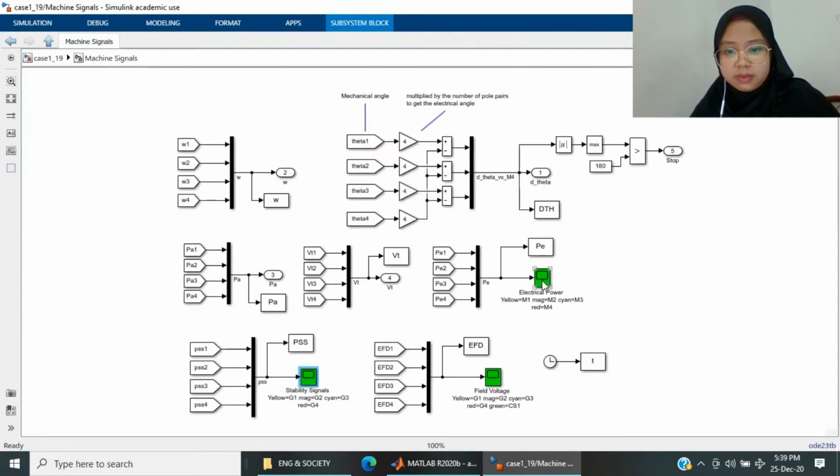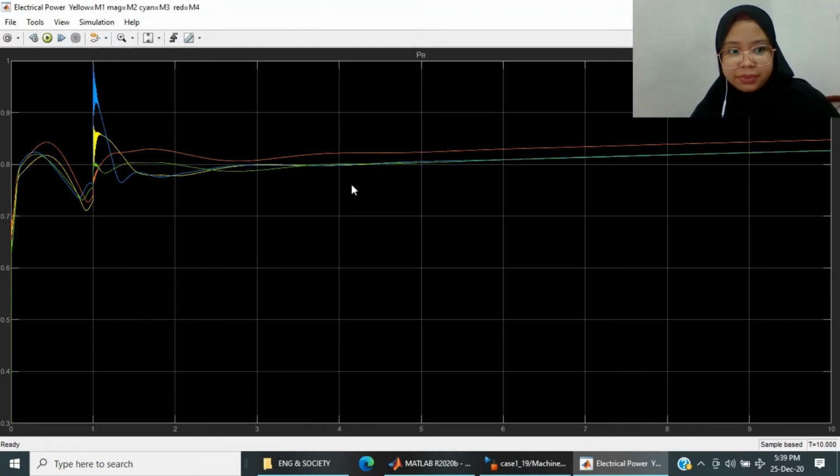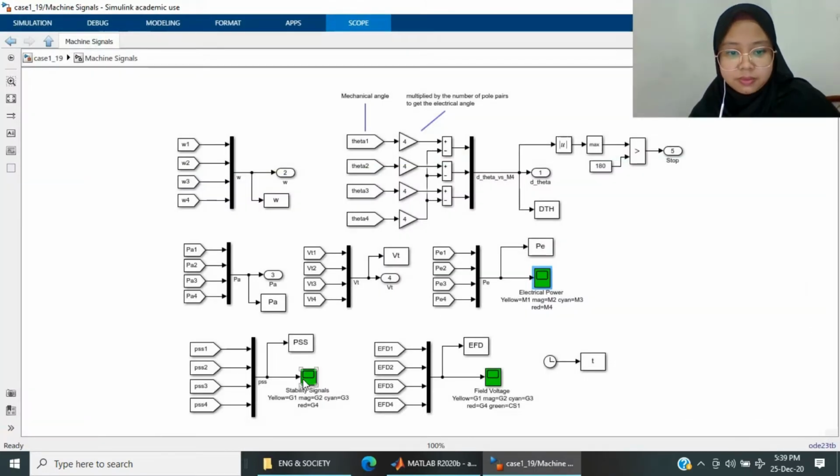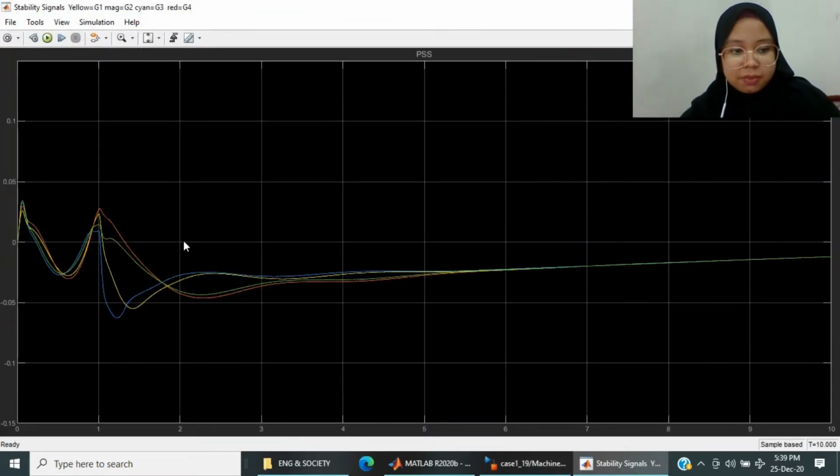Then we will see the graph for electrical power. Based on the graph, the electrical power of the system suddenly rises, but then becomes stable after 3 seconds. It suddenly increased because the load of the system increased. And then we will see the stability. Based on the graph, the stability first rises when the sudden increment was added, but after 3 seconds the circuit breaker operated and the system started to stabilize. That's all for the sudden large increment of load at bus 7.